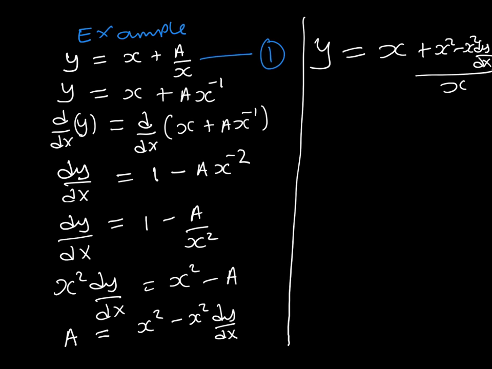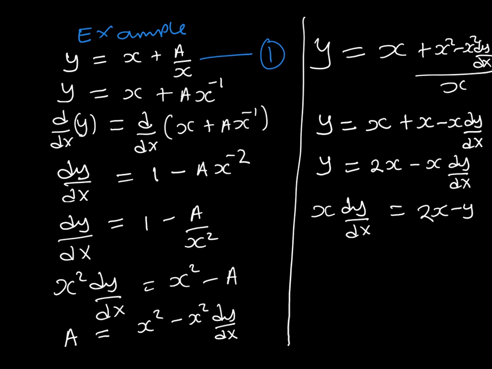Now it is really simple, okay? So next you'll end up with y is equal to x plus x minus x dy/dx, and when you manipulate this further, you'll end up with x dy/dx equals 2x minus y. And now this is the differential equation we have formed. We have been able to do away with the a, and in the end we have a relationship between x, dy/dx and y. So when you get that relationship, then you have formed a differential equation.